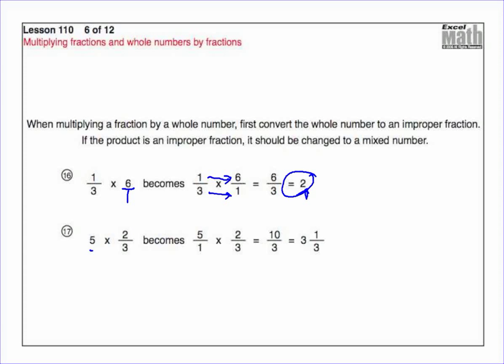There's another example, 5 times 2/3. The 5 becomes 5/1. 5/1 times 2/3 is equal to 10/3 because 5 times 2 is 10. 1 times 3 is 3. And then 10 divided by 3 is 3, remainder 1. So 3 and 1/3 is your solution.